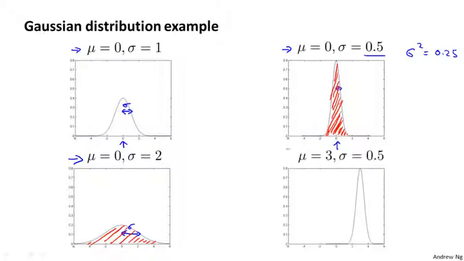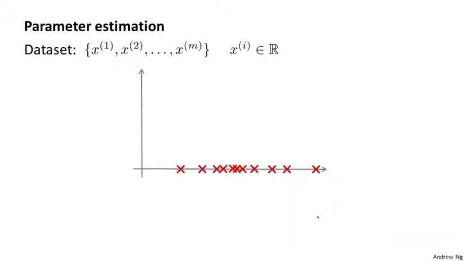And finally, one last example would be if we now change the mu parameter as well. Then instead of being centered at 0, we now have a Gaussian distribution that's centered at 3, because this shifts over the entire Gaussian distribution. Next, let's talk about the parameter estimation problem.